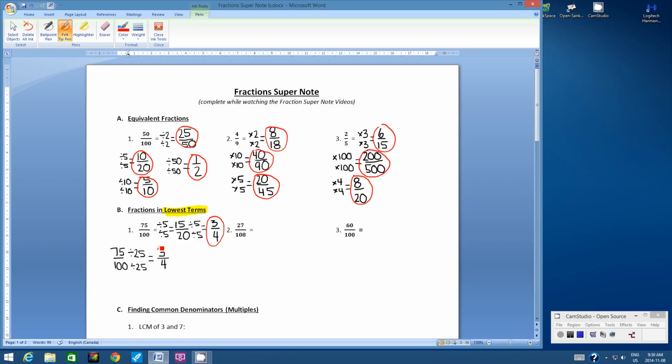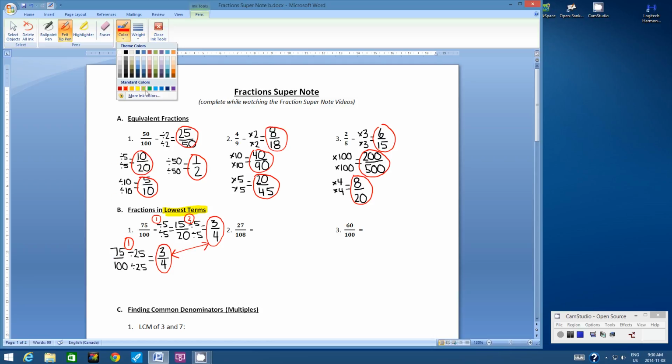We got the same answer, a fraction in its lowest terms, but in two different ways. And here are the different ways. In the first method, we divided by 5 one time, and then we divided by 5 a second time. So we took 2 steps. But in the second method, we only divided by 25. We only took 1 step.